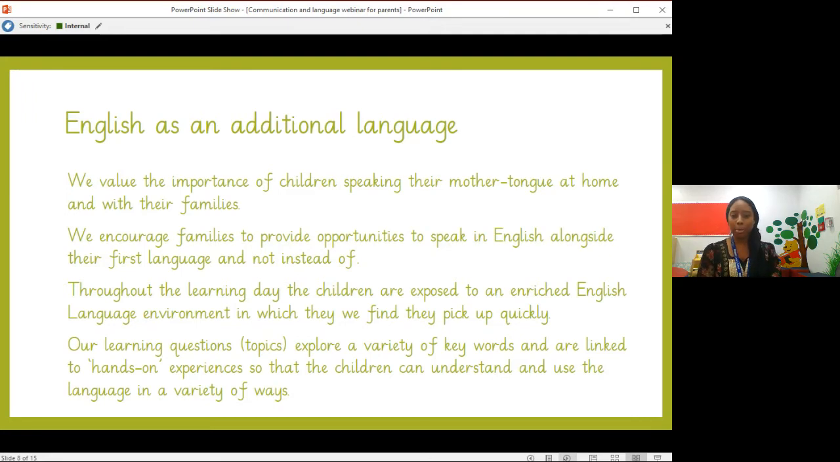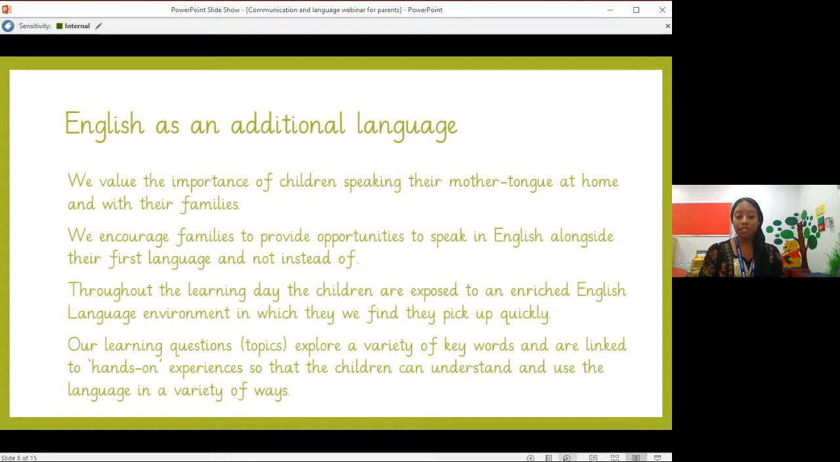Throughout the learning day, the children are exposed to an enriched English language environment in which we find they pick up quickly. So the children are immersed in learning English at school, and they are so smart and learn these new words quickly. Our learning questions explore a variety of keywords and are linked to hands-on experiences so that the children can understand and use the language in a variety of ways. This links with them joining dots and making connections in their brains.